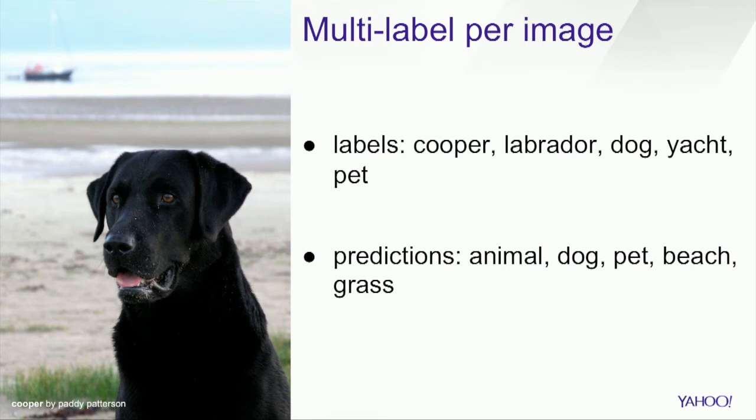Multi-label image support is another thing which we've added. CaffeOnSpark initially did not support multiple labels for an image, but we know in machine learning most of the times an image can belong to multiple classes, or you can have multiple objects being detected in that particular image. So for example, you can have predictions like animal, dog, pet, beach, grass, etc. So with this new unified data layer, we support multi-label per image too.